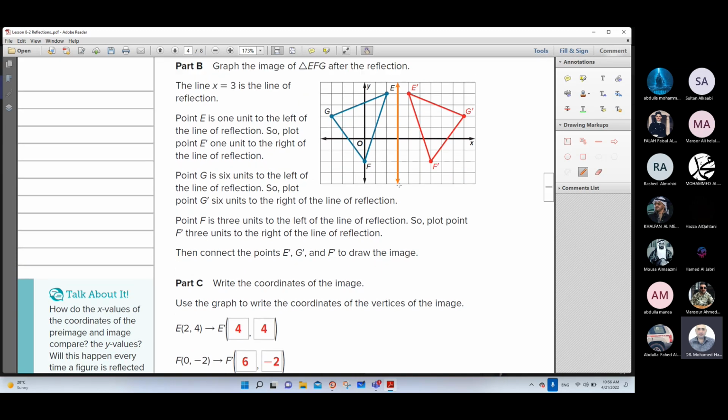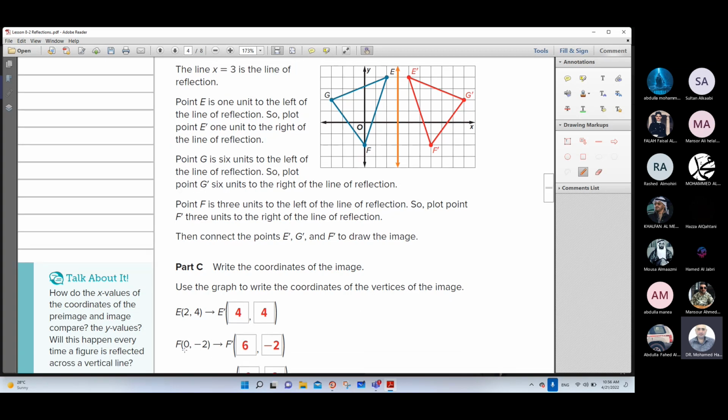And if we compare between the points, E, as you see here, 2 in x and 4 in y. So we can write 2, 4. And in the image, A prime will be here, 4, 4. So as you see, we have the same y. Why the same y? Because the line of the reflection here is parallel with y, means we have the same y. But the difference is between where? Between the x, here 2, here 4.